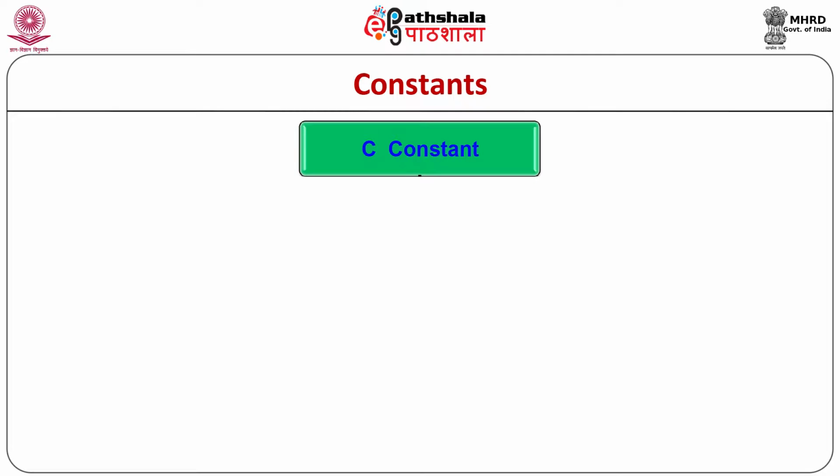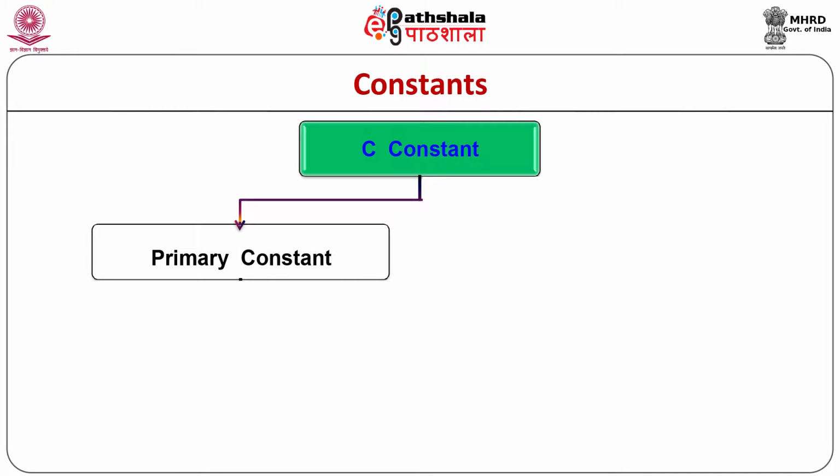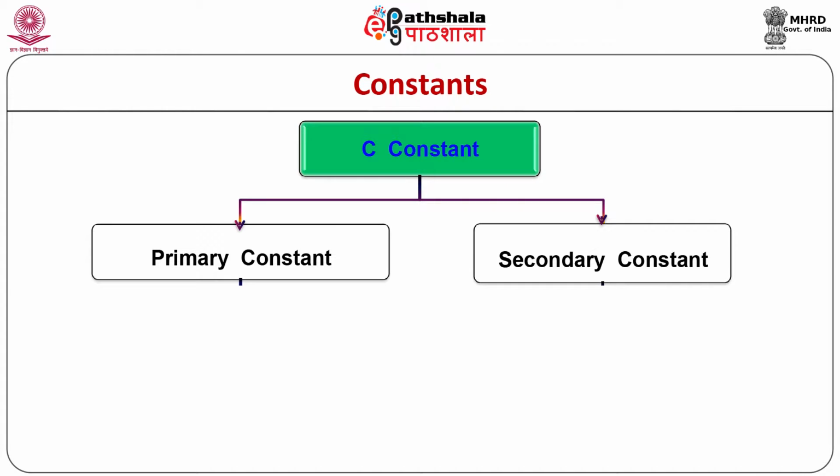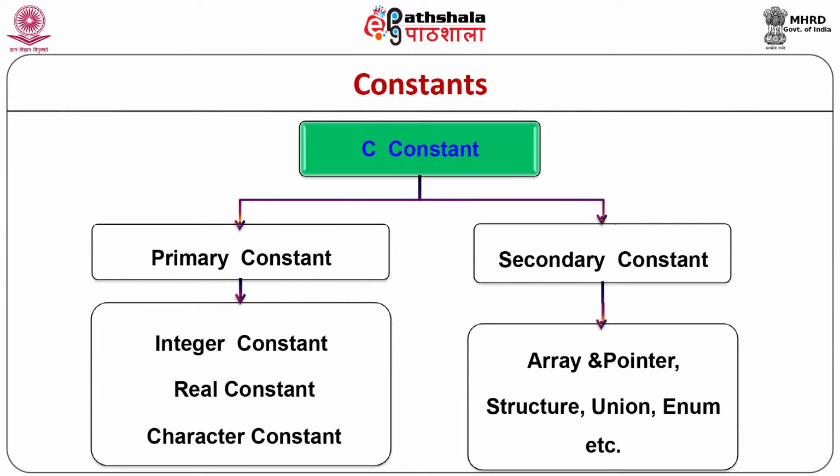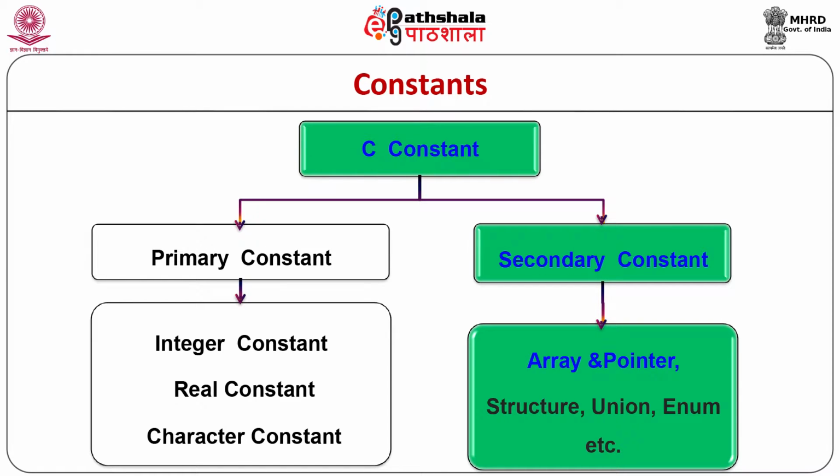Let us see constants used in C language. As we know, the constants in C are classified as primary constant and secondary constant. In primary constant, integer constant, real constant and character constant come into that section. Whereas in secondary constant, array, pointers, structure, union and enumeration data types come under it. We have seen different constants in C language in the previous module. In this module, we will highlight array and pointers in detail. As you know, arrays and pointers are placed in the secondary constant category.